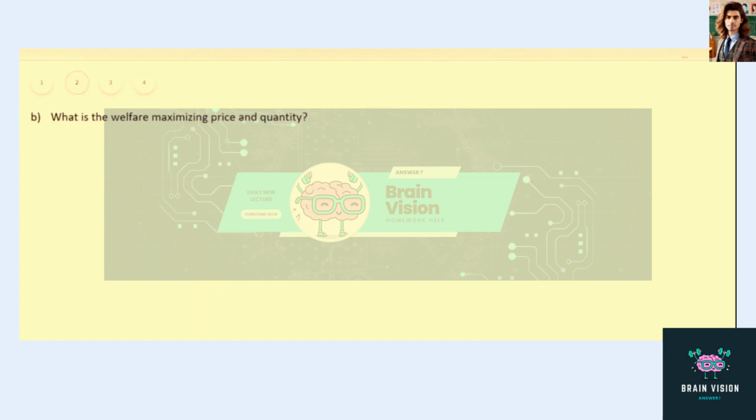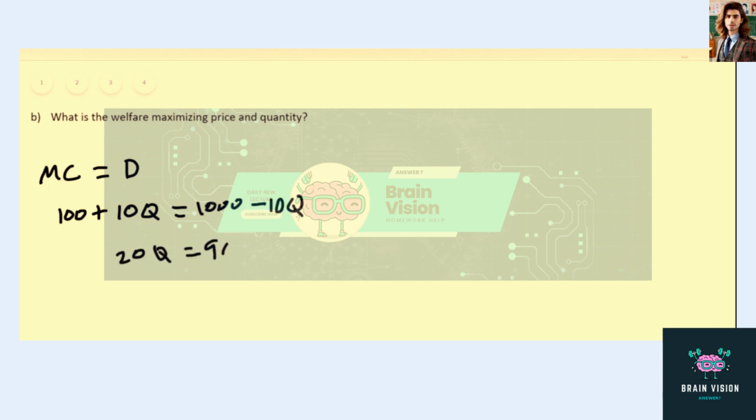The second part of the question is asking us then, what is the welfare maximizing price and quantity? So welfare maximization occurs where marginal cost equals demand. And so we were given those two equations in the first part of the problem. And so we set those equal to each other. So marginal cost is 100 plus 10Q, and this equals 1,000 minus 10Q. And so we get 20Q equals 900, or Q equals 45.